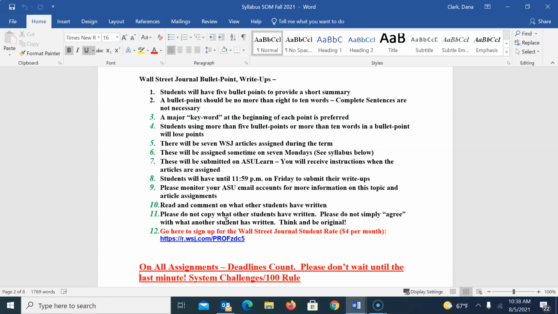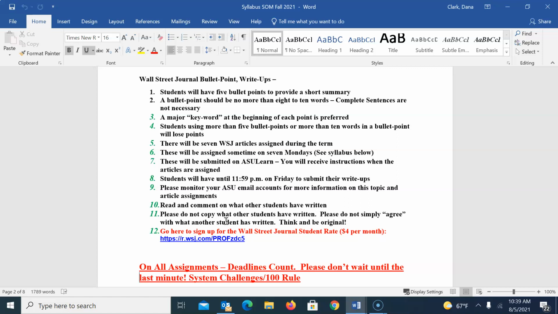If you go more than 5 bullet points or more than 8 to 10 words, you lose points. I've had numerous students over the years contact me after they've graduated, and they've told me one of the most valuable things they learned in this class was how to write in bullet points. So you're going to be assigned some articles, read them, and then tell me about them.